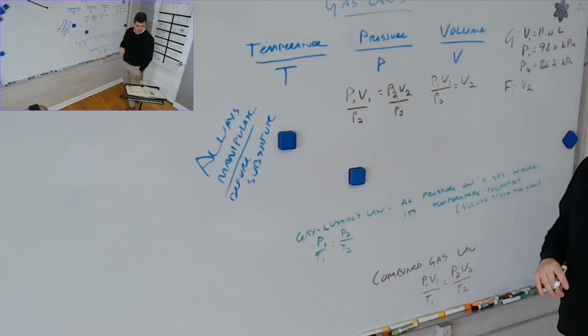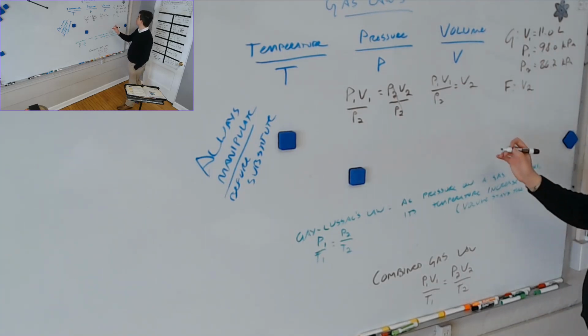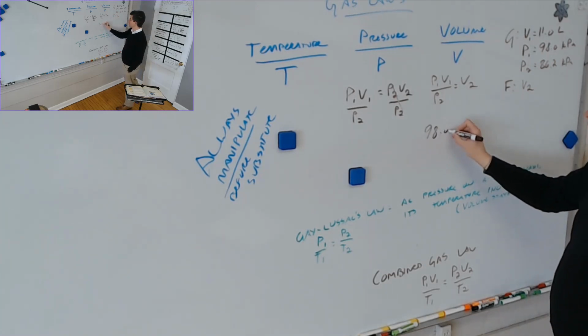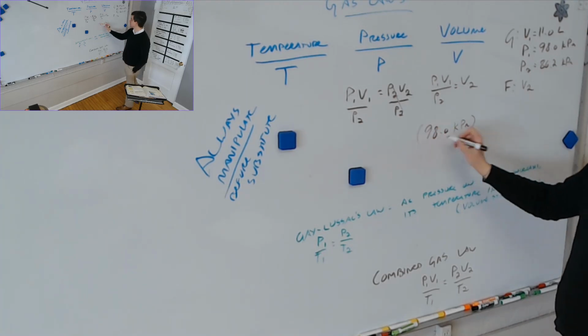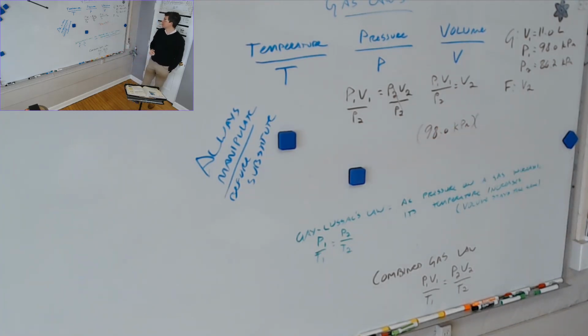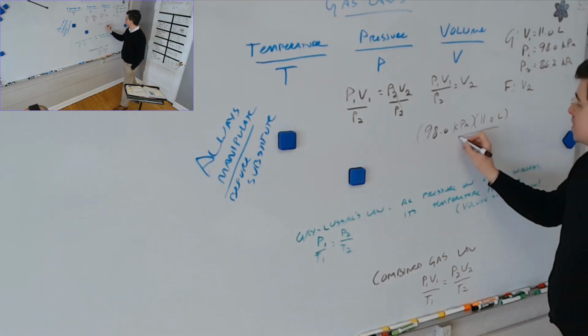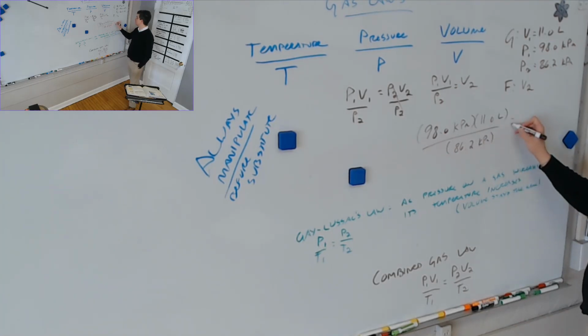So that helps me manipulate. What should I substitute in for P1? Let's look at the problem again. P1. This is the other reason I write these down. 98.0, what? I have to have a unit. Kilopascals. What should I substitute in for V1? 11.0 liters. What should I substitute in for P2? 86.2 kilopascals.